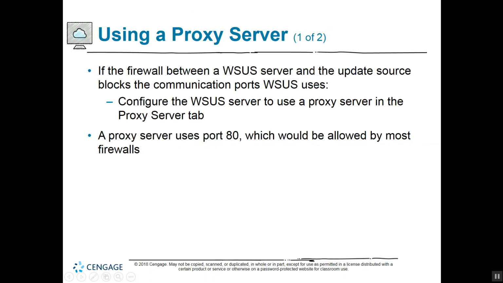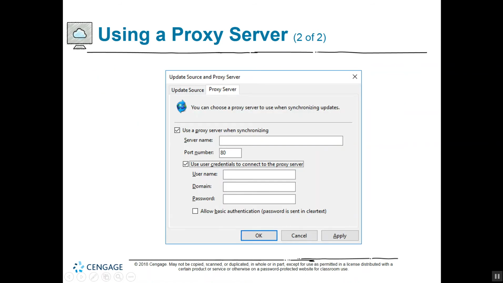All right. The proxy server uses port 80, which will be allowed on most firewalls, the same port that's used for the World Wide Web. It's either 80 or 8080. So that port's used on our proxy server. Now we're on the proxy server. We can give it a server name, whatever it may be.